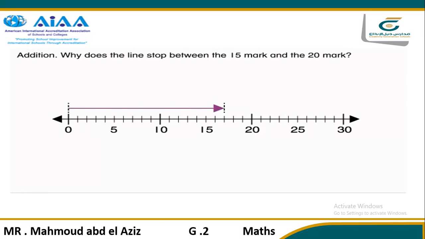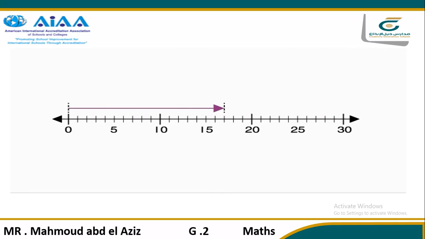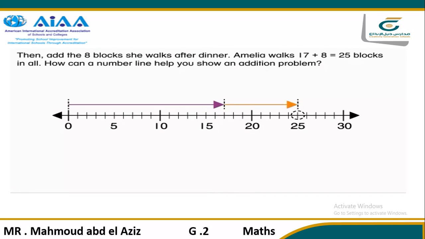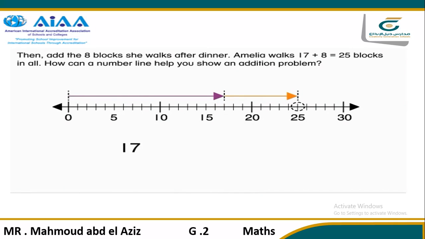Addition. Why does the line stop between the 15 mark and the 20 mark? That is where 17 is. It is 2 spaces past 15. Amelia walks 17 blocks before dinner. Then add the 8 blocks she walks after dinner. Amelia walks 17 plus 8 equals 25 blocks in all.